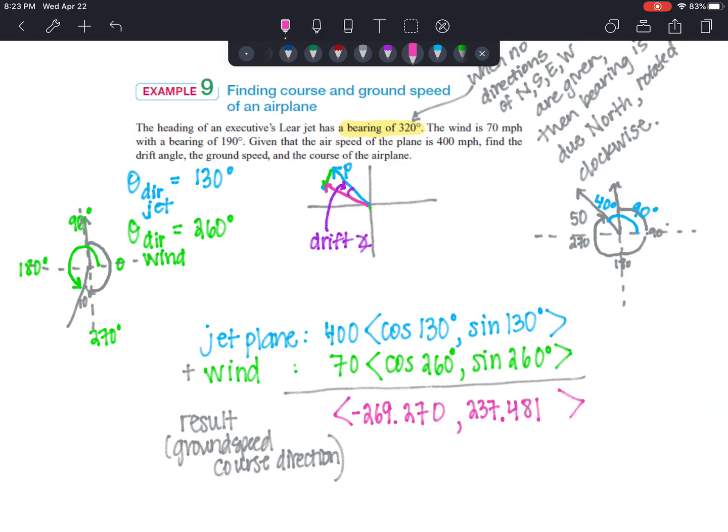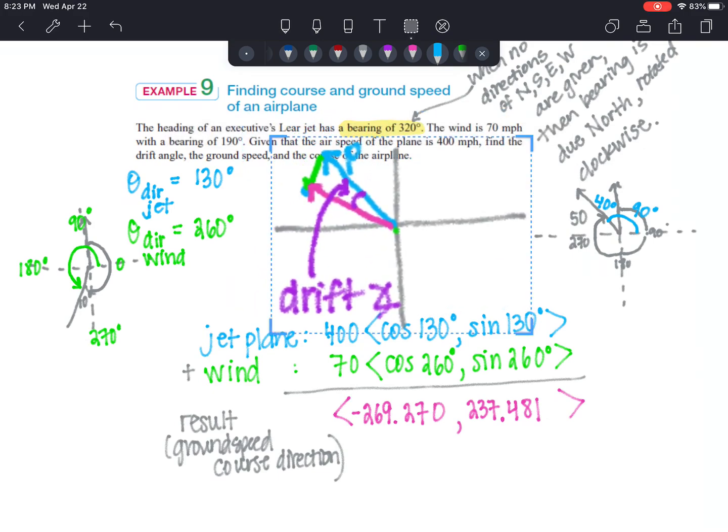237.481. So let's see. That means, now I'm going to take this picture, I'm going to resize it, and then I'll make it smaller again. So look, I'm going to make it bigger. So that means, this is a major close-up, right? Let's do orange. So that means negative 269.270, that would be left 269, right? And then 237 is up. So it's more left than it is up.